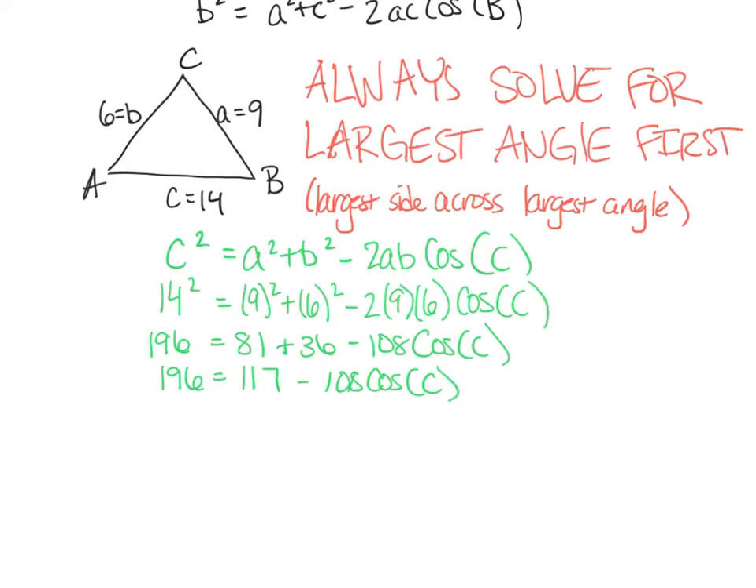Now, a lot of us on instinct are going to go, oh, 117 minus 108, okay, that's 9, go from there. Do not do that. That is bad math. Please don't do that. In our order of operations, let's keep that as an arrow. Order of operations says that multiplication comes before subtraction. So the fact that this 108 is being multiplied by this cosine of C is very, very important. I can't subtract these because this over here takes precedence.